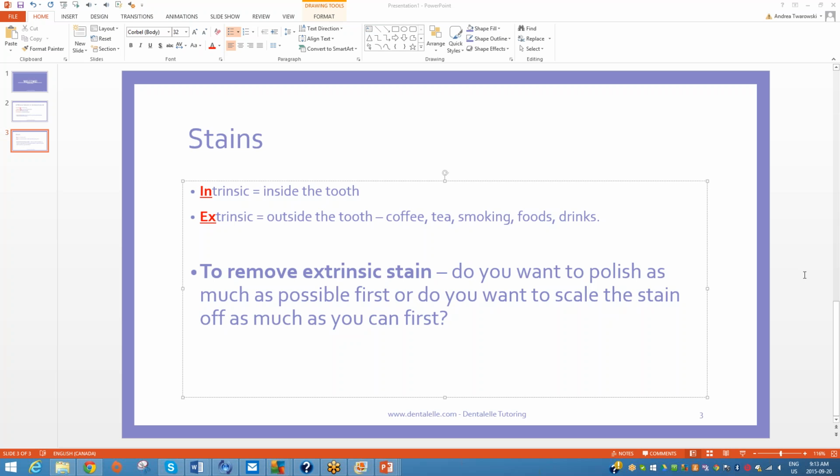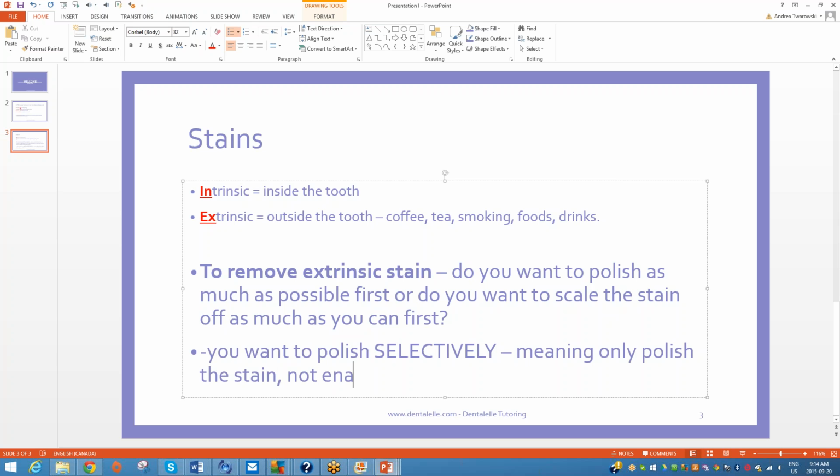Don't think, okay, I'll clean off the plaque and tartar and then I'll just polish off all of the stain. No, you want to treat stain as just like anything else. So you want to scale that off as much as possible, and then think of stain as the last resort type thing. Because as you polish, you always want to polish selectively, and I'm going to put this down as well. So you want to polish selectively, meaning only polish the stain, not enamel.